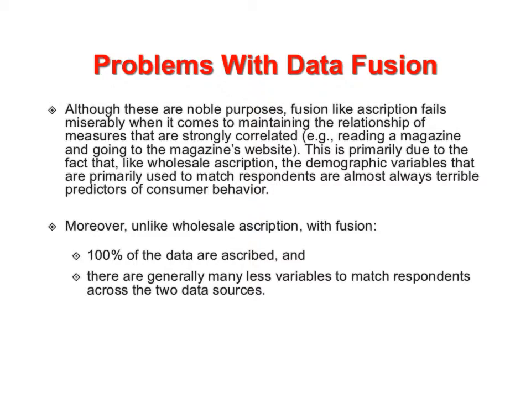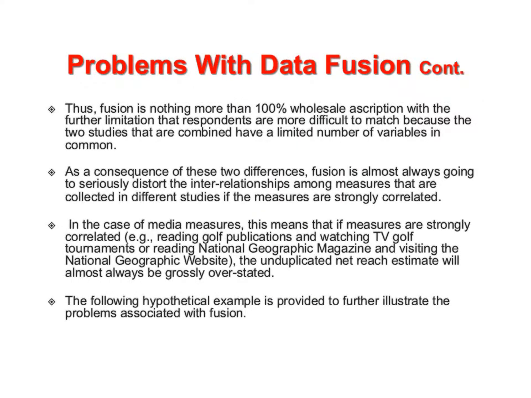And there are generally many less variables to match respondents across the two data sources. Thus, fusion is nothing more than 100% wholesale ascription, with the further limitation that respondents are more difficult to match because the two studies that are combined have a limited number of variables in common. As a consequence of these two differences, fusion is almost always going to seriously distort the interrelationship among measures that are collected in different studies if the measures are strongly correlated. In the case of media measures, this means that if measures are strongly correlated, for example, reading golf publications and watching TV golf tournaments, the unduplicated net reach estimate will almost always be grossly overstated.